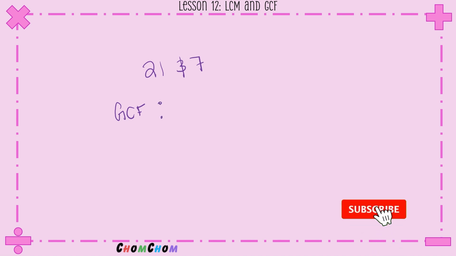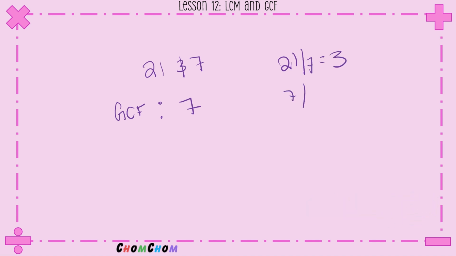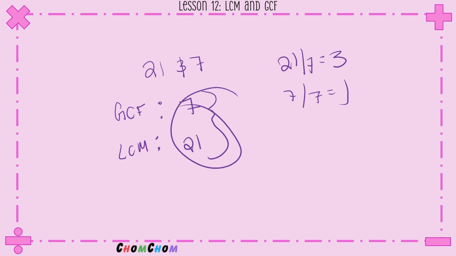But let's do some more examples. Let's do 21 and 7. Alright, GCF, greatest common factor. What do you think that's going to be? It's 7, because 21 divided by 7 gives us 3, and 7 divided by 7 gives us 1. Alright, and then we have least common multiple. What's that going to give us? You said 21. That's a great answer, because it is 21.